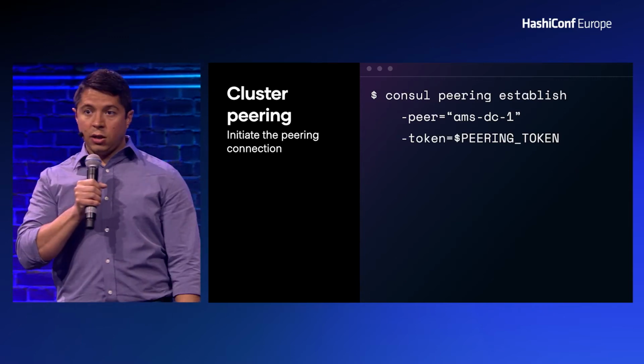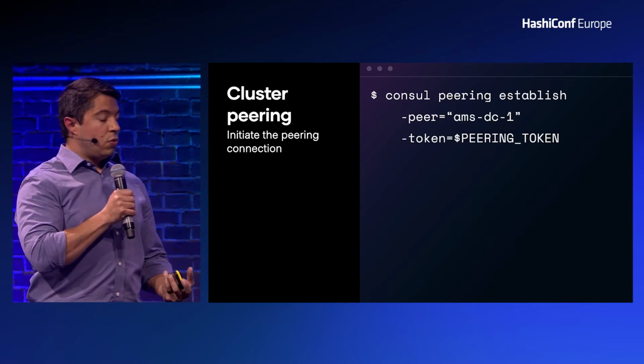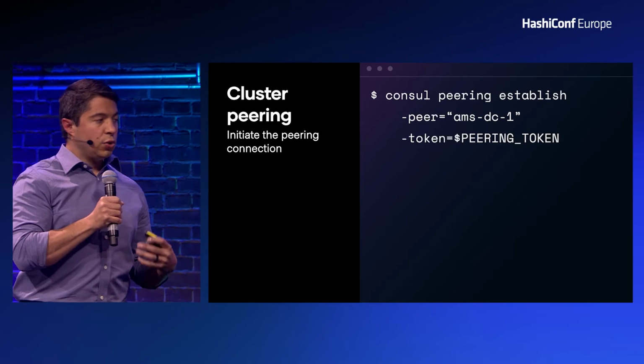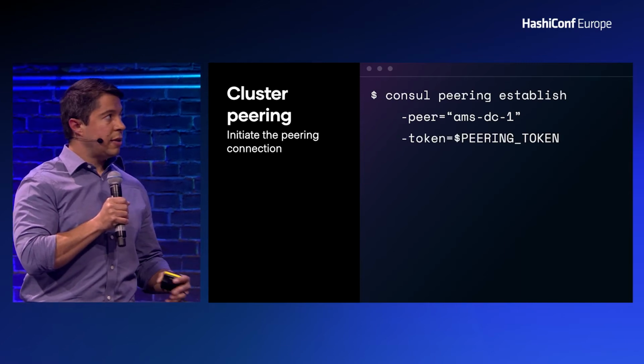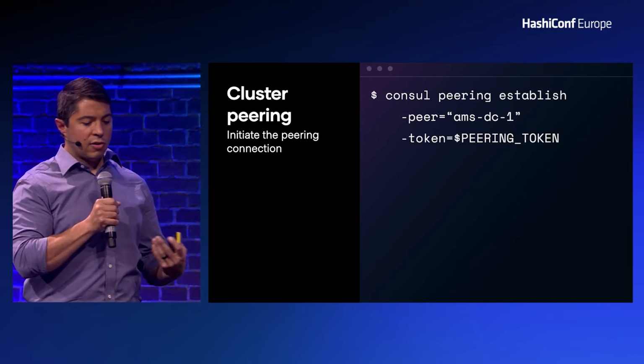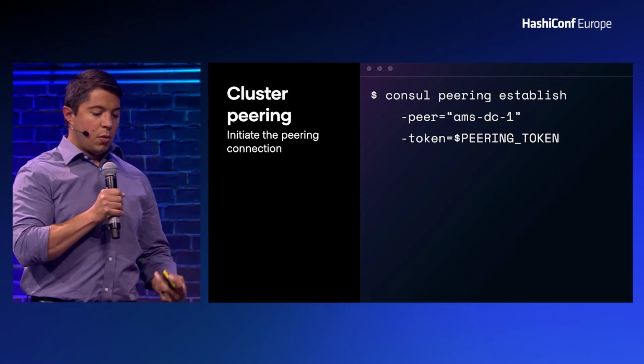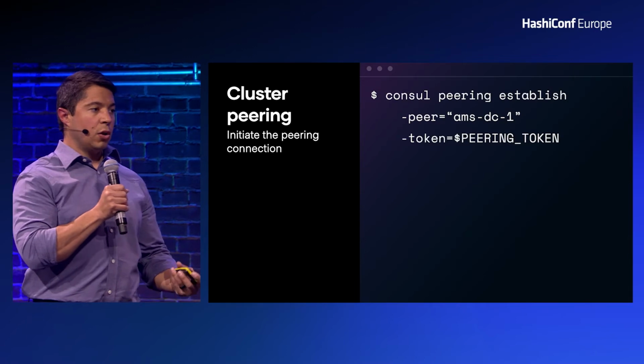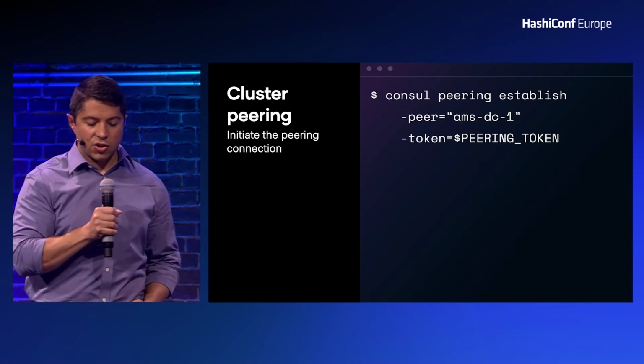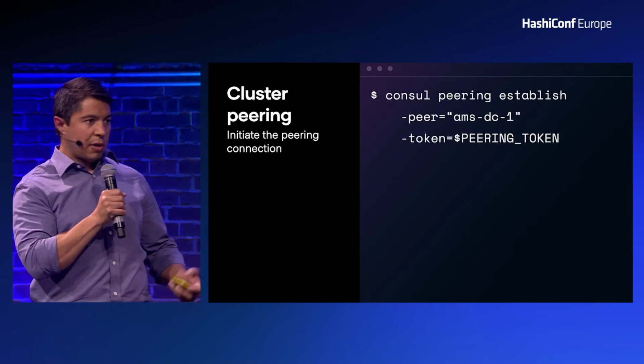And then in the dialing cluster, in order to establish the peering, you'll need to use the token that was generated in that accepting cluster. And so we'll use the consul peering establish command. We'll provide the token, as well as, again, a local name that identifies this peering session. In this case, AMS DC1.